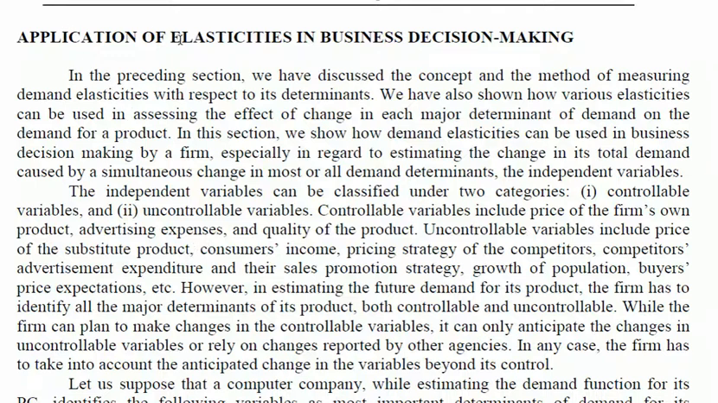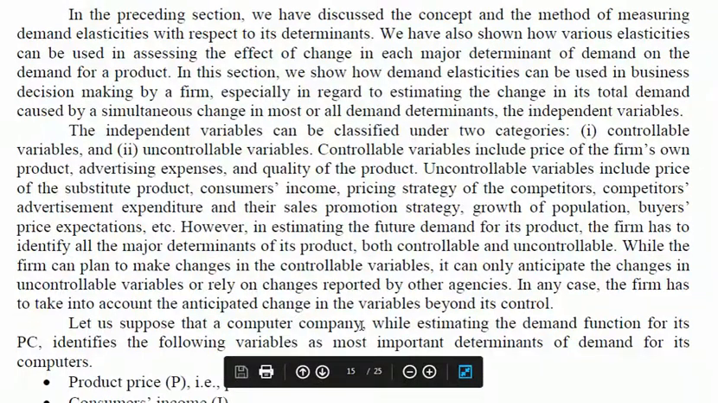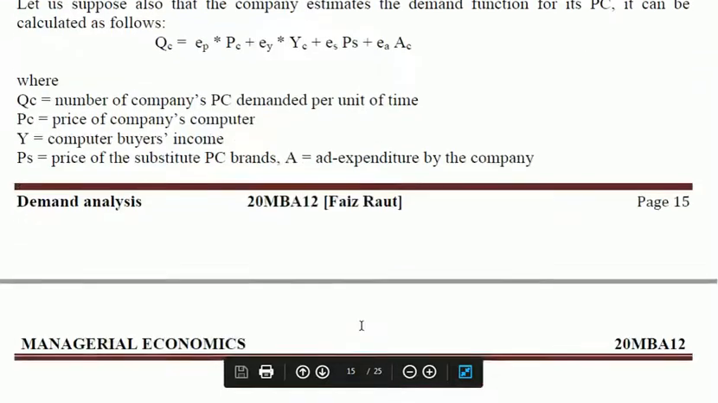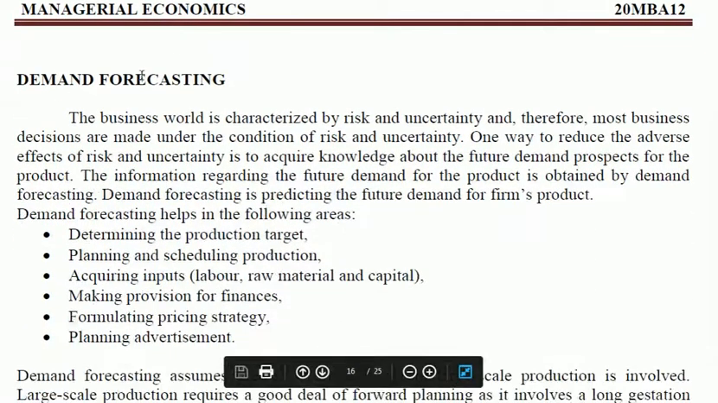Then it is about application of elasticity in business decision making. Well, there are huge applications, but it is a kind of an explanation which will be helpful for explaining your answers if this comes for the exam. Okay, so you can go through this again. Then the final part is about demand forecasting.